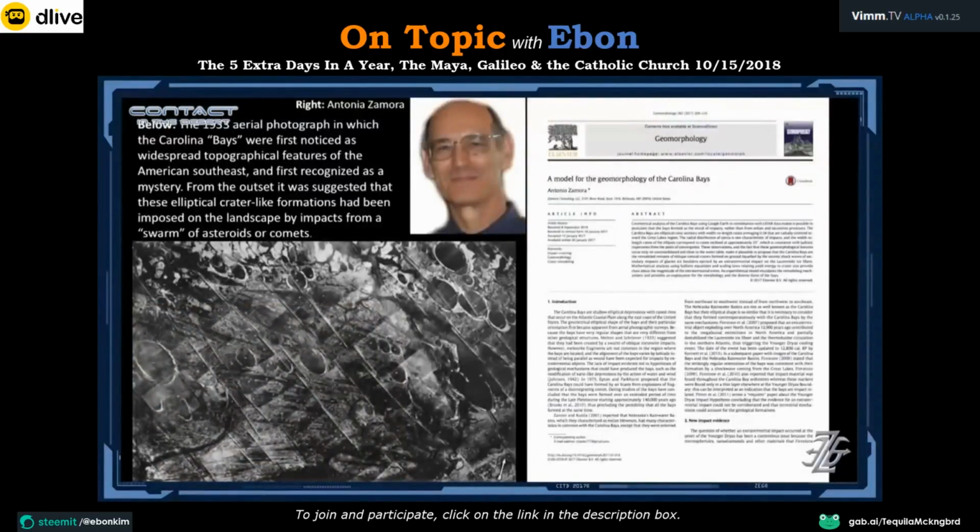Here's another paper, also published in March. It's a model for the geomorphology of the Carolina Bays, and it's published in the journal Geomorphology. The Carolina Bays, these elliptical depressions in North and South Carolina, and these ellipses, by the way, can be 1 kilometer long and half a kilometer wide. They've long looked like they were caused by some sort of impact. It looks like a scatter of rubble came in and hit the Earth. There's 500,000 of these things in the Carolinas.